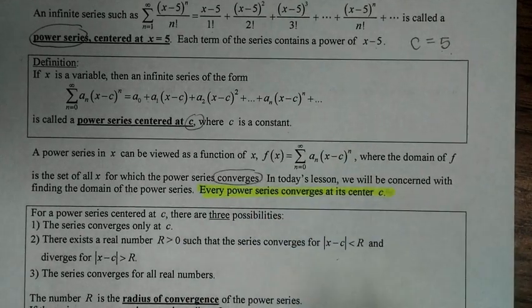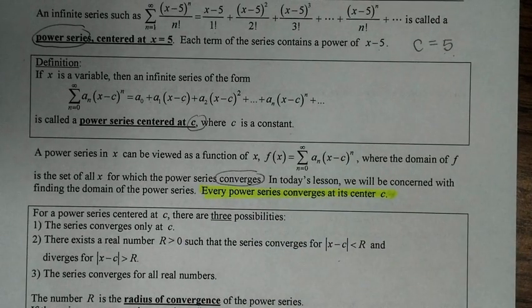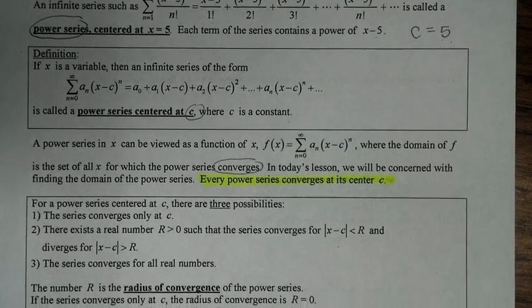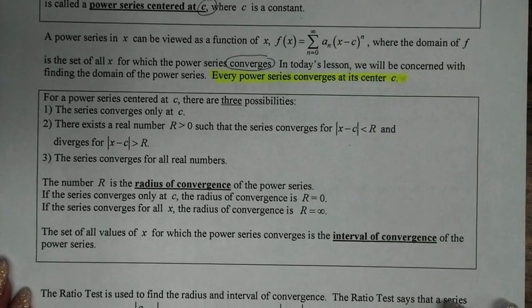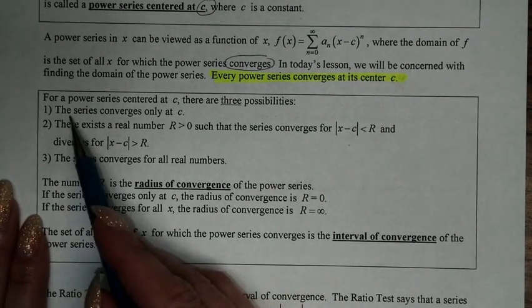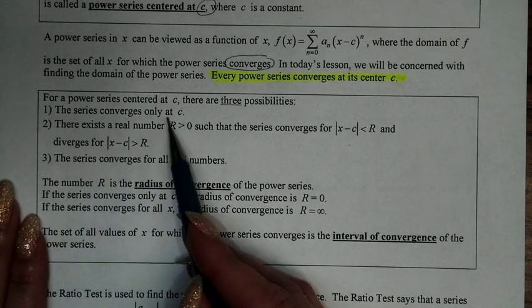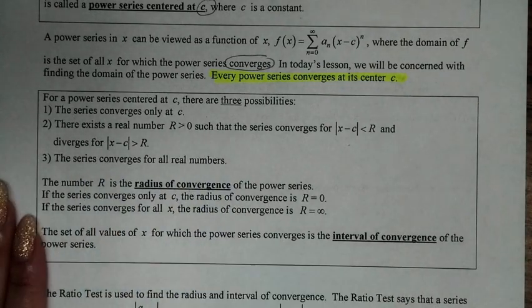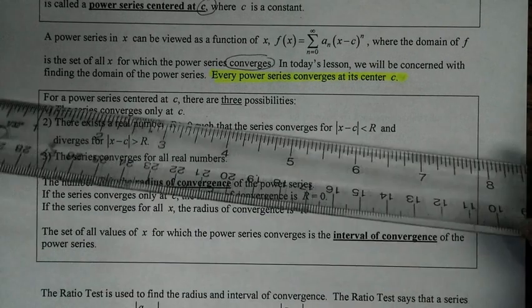So at least worst case scenario, what you have is that your power series will converge at the center, okay? So I like the power series because they are pretty straightforward, okay? You have 3 possibilities, okay? For a power series centered at C, the first possibility is going to be that the series converges only at C.